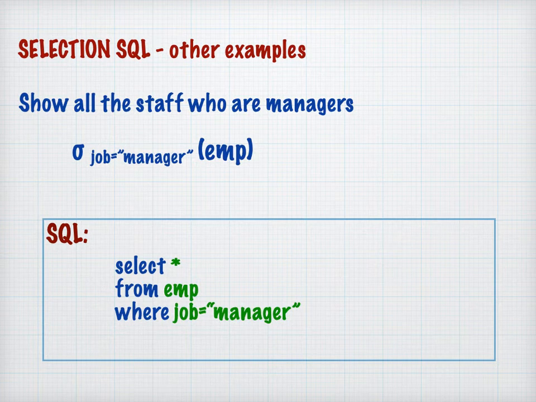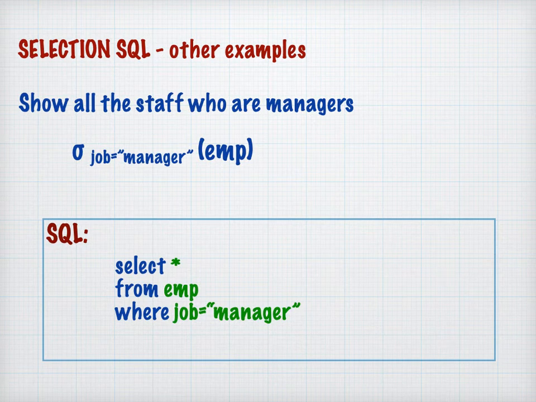So we're simply going to say, show me all the people from EMP where job equals manager. So for every row, that will be evaluated. Is it true or is it false? If it's true, that means that result will be included in our result set. Now, because manager is a string, remember that we have to wrap it up in quotes. It's a series of characters.